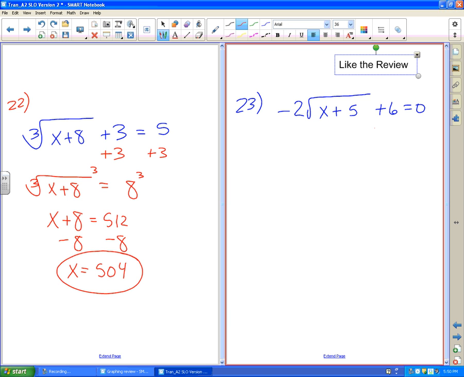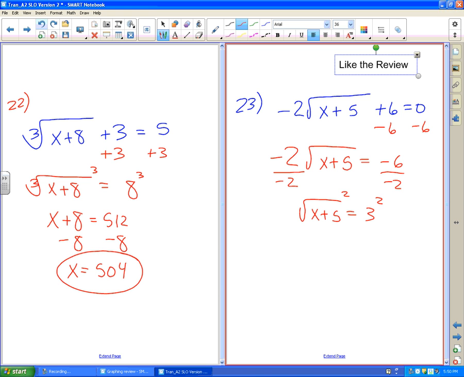Same thing, I'm going to subtract 6 here. We got to solve for the radical. Then I got to divide by 2. So again, I haven't solved for the radical yet. Square both sides. X plus 5 equals 9. Subtract 5. X equals 4.